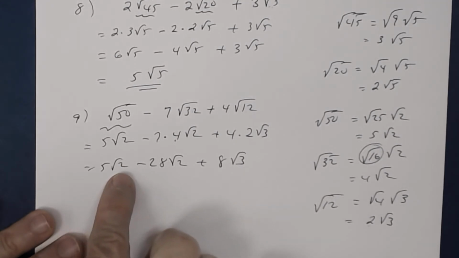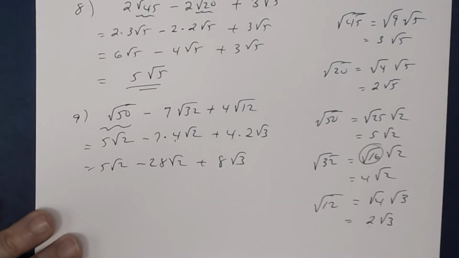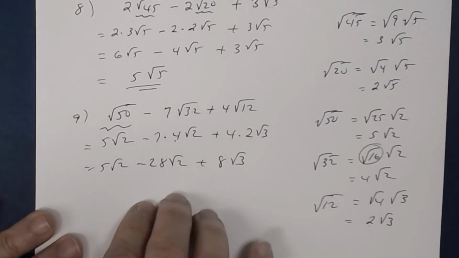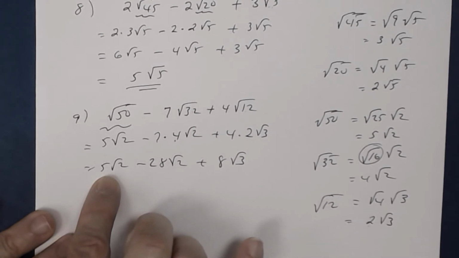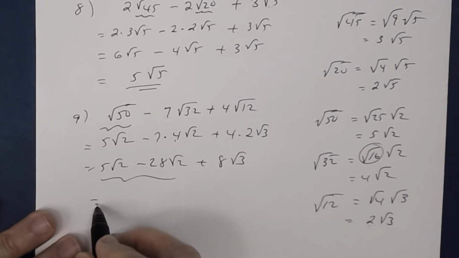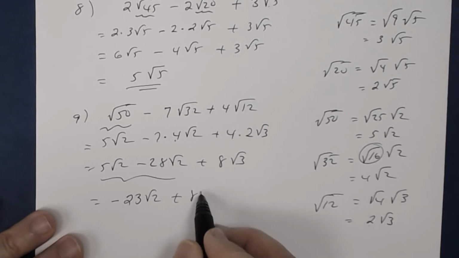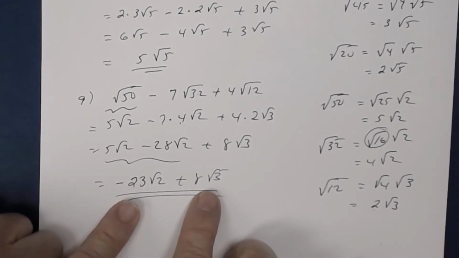So now, see, all of this is simplified now. I'm done with simplifying the radicals. The only perfect square that goes into 2 is 1. The only perfect square that goes into 3 is 1. Now, are all of these like terms? No. Which ones are like terms? The first two. So what's 5 square root of 2 subtract 28 square root of 2? Well, that is a negative, what's that, 23 square root of 2? And then plus 8 square root of 3. Okay? Don't combine those. Those are not like terms, so you're done.